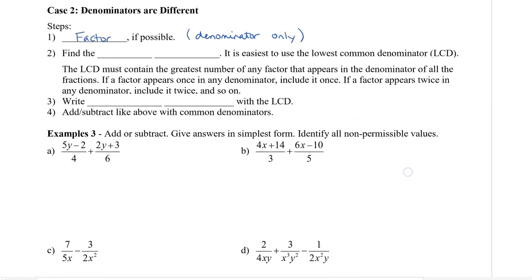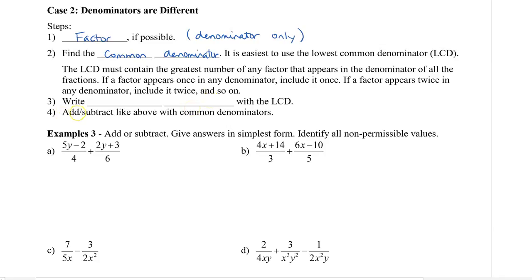So now we're going to go into the second step, which is to find the common denominator. And it is easiest to use the lowest common denominator. So the LCD must contain the greatest number of any factor that appears in the denominator of all the fractions. So if a factor appears once in any denominator, we include it once. If it appears twice in any denominator, we include it twice, and so on. Now, it's harder to show you this with integer values, so I'm going to show you this when we are taking a look at monomials.